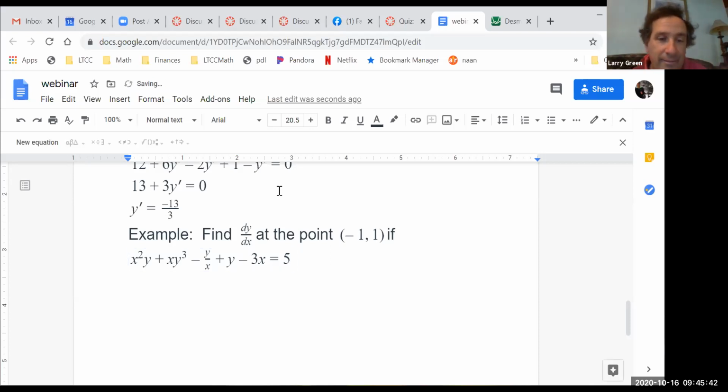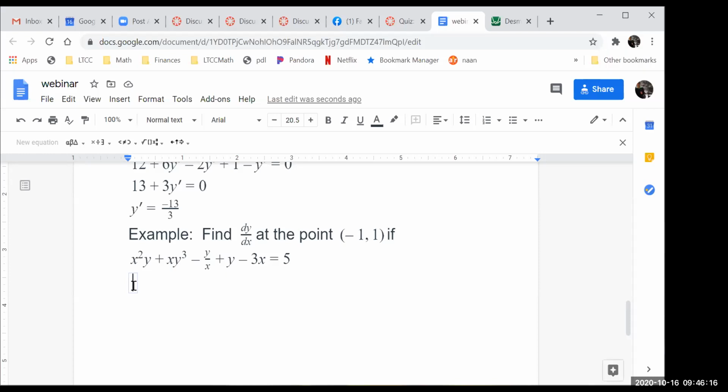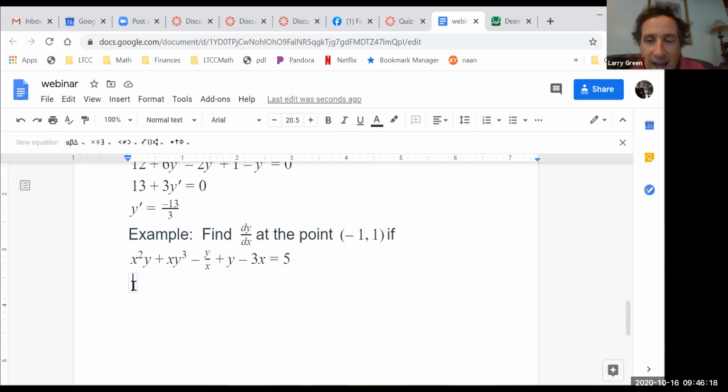All right. So now it's the same first step. We're going to take the derivative of both sides. So we're going to take the derivative of every term individually. And I want to start out with the x squared y. Why is this one a little different than what we've already done? What do we have to do on this one to find the derivative of x squared y? Do we have to use the product rule and the chain rule? Yes, exactly. We're going to need the product rule and we're going to need the chain rule.